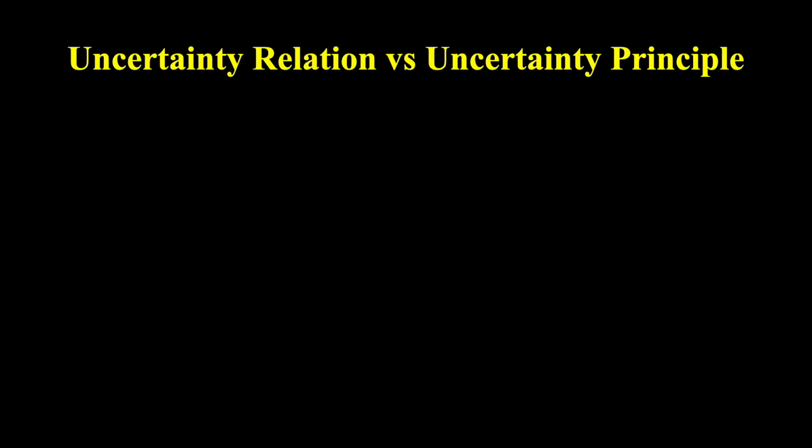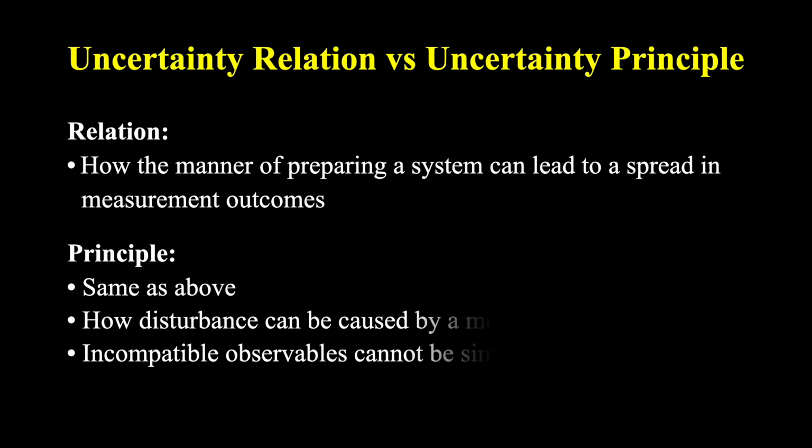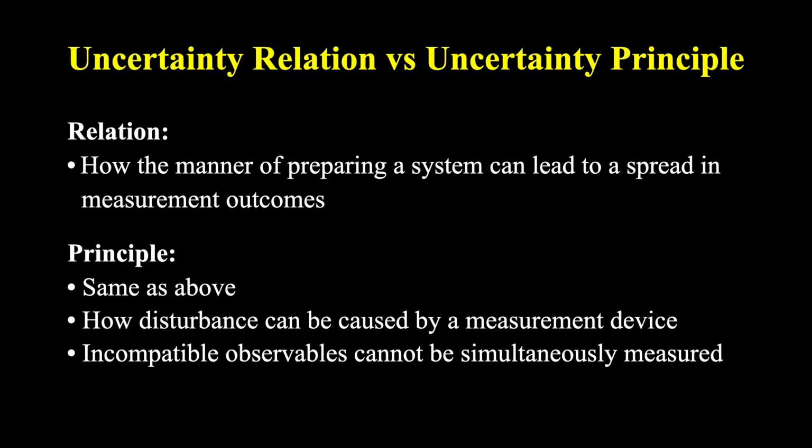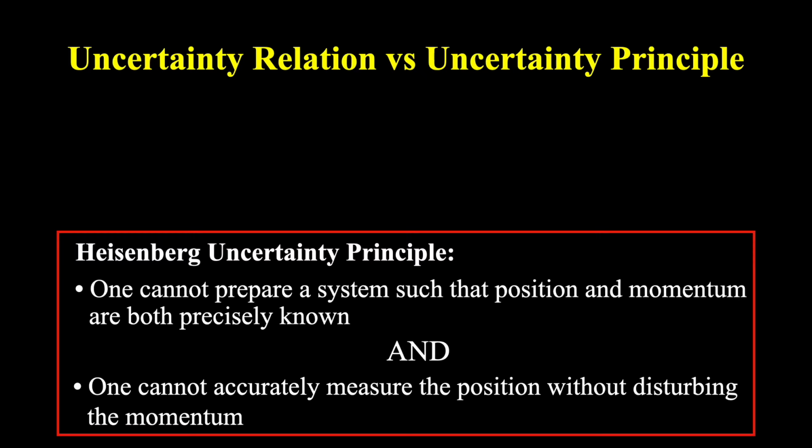Although it's by no means unanimous, there's a trend in some quantum mechanics papers and textbooks to make a clear distinction between uncertainty principles and uncertainty relations. And the distinction is the following. An uncertainty relation refers to how the manner of preparing a system can lead to a spread in measurement outcomes. A principle, on the other hand, refers to this as well as to how a particular measurement device can lead to a disturbance in measurement outcomes and to how incompatible observables cannot be measured simultaneously. So in the case of position and momentum, the original Heisenberg uncertainty principle says two things. One cannot prepare a system such that position and momentum are both precisely known, and one cannot accurately measure the position without disturbing the momentum and vice versa.